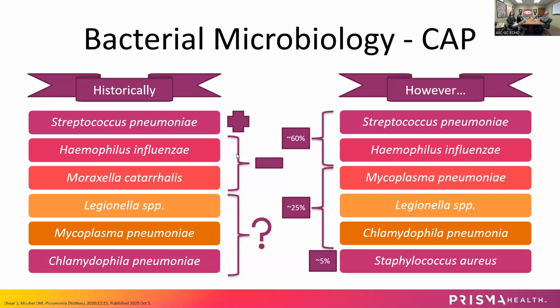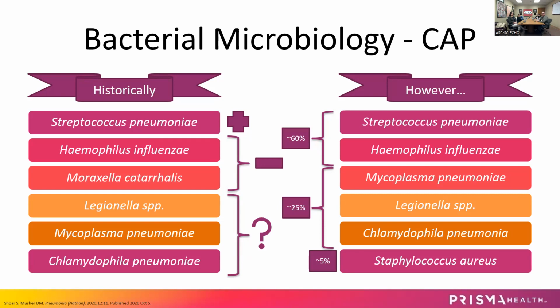So I want to talk about community-acquired pneumonia first, and then we'll talk about some of our hospital-acquired and ventilator-associated pneumonias. Historically, I know when I was in school, this is kind of how it was taught to me. The bugs we worry about obviously are strep pneumo, so that's our gram-positive organism that we focus on in community-acquired pneumonia, Haemophilus influenzae, Moraxella catarrhalis, and then some of our atypicals, so Legionella, Mycoplasma, and Chlamydophila.